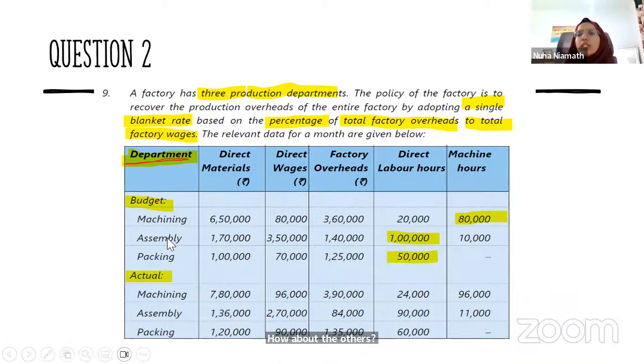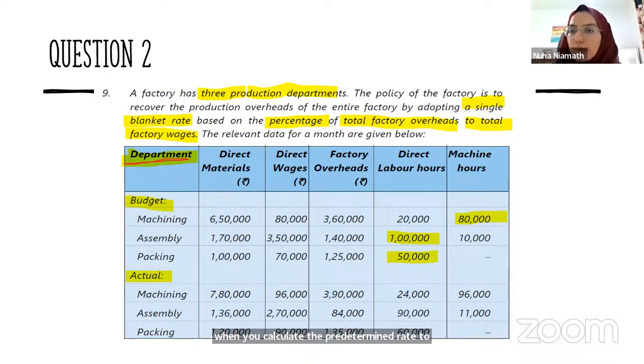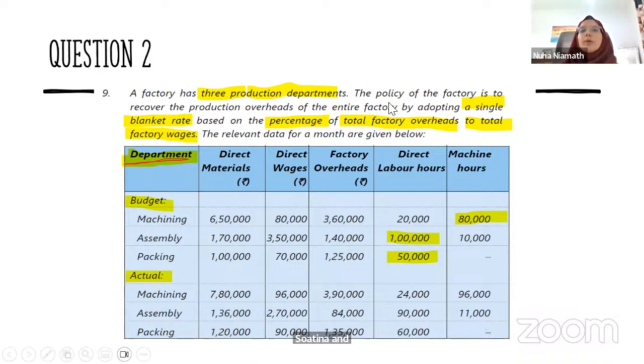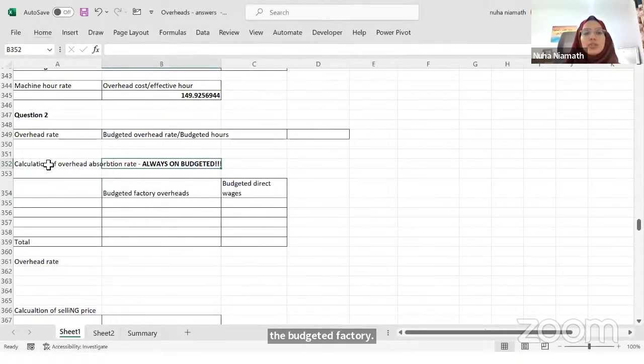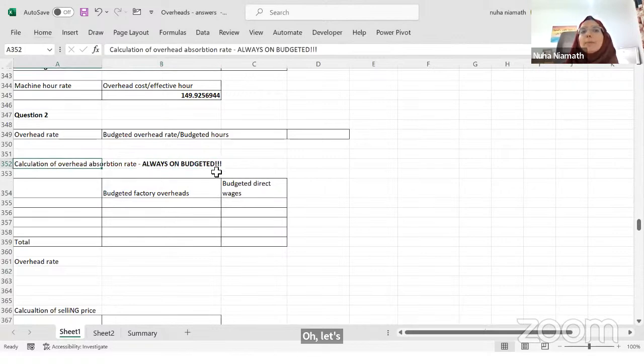Okay. So Atira rightly mentioned, we will always use the budgeted hours and the budgeted cost for our overhead rate. We will never use the actual because that is what we'll get to know later on. When we absorb the cost, we will use the actuals. But when we calculate the predetermined rate to absorb it, we will always calculate it on the budgeted. So Athena and Anjali have rightly mentioned budgeted. So we will use the budgeted factory overheads divided by the budgeted factory wages. Overhead absorption rate will always be on budgeted.